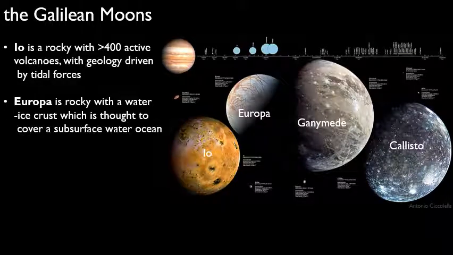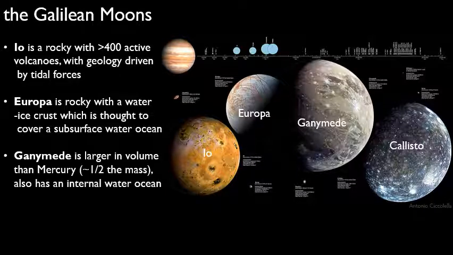Europa is also rocky. It has an ice crust, and that's water ice. And we believe that there's a subsurface ocean of water lurking below there, and that's also going to be true for Ganymede and Callisto as well. Ganymede's huge. It's a very large moon, the largest in the solar system, and it's actually even larger in volume than Mercury, right? So technically it's bigger even than a planet. It's less massive because it's less dense.